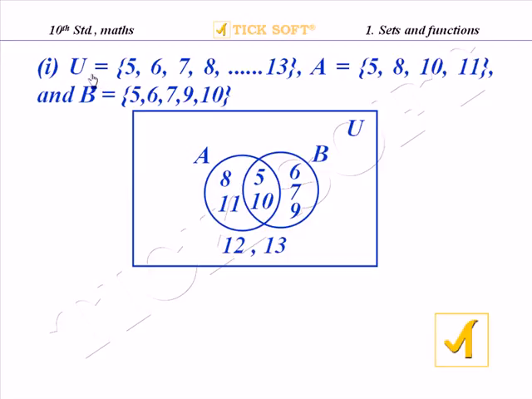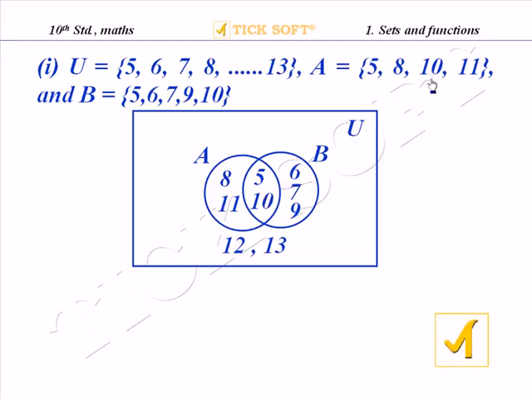So that's the universal set. All these elements will be there in the universal set, and A is there, B is there. So we have to draw two circles, this denoting A and this denoting the set B. Now these are all the common elements. See, in A and B, what are all the common elements? 5 is there, and then 10. 5 and 10 are the common elements. So that should be taken inside this region. That is the common element for A and B.